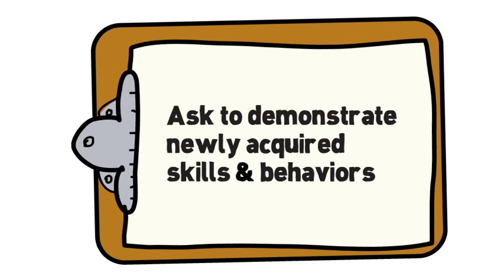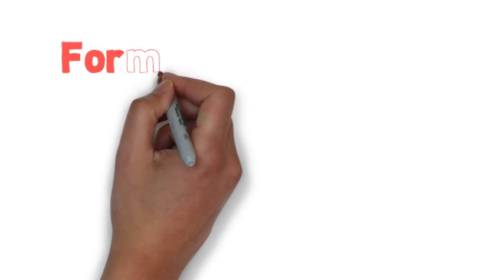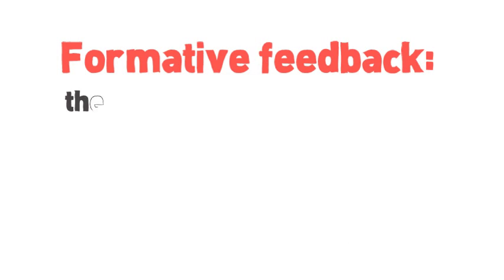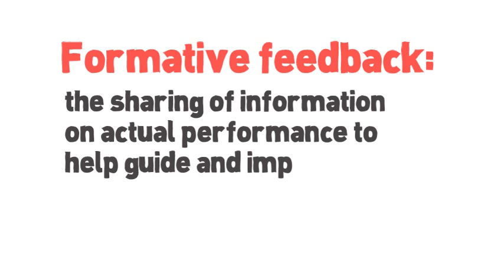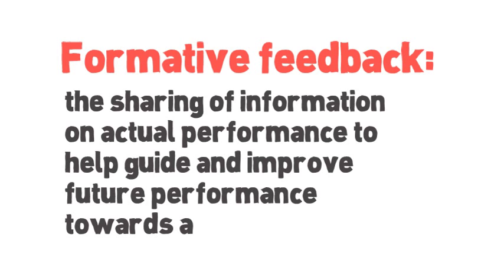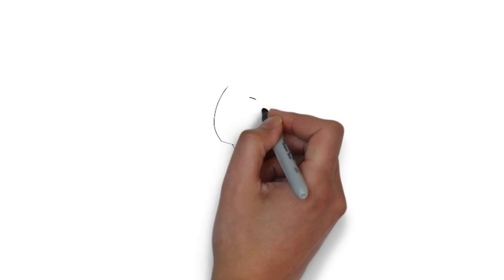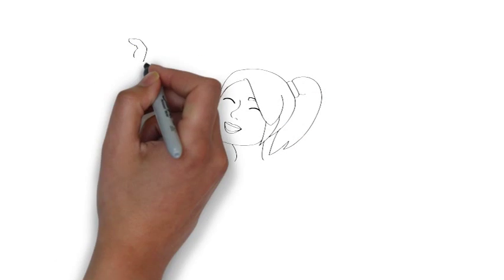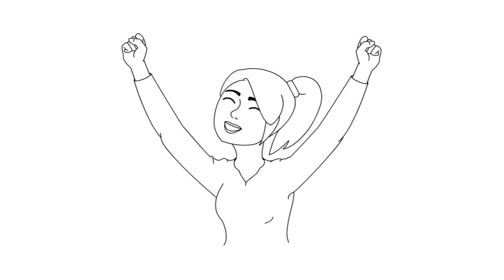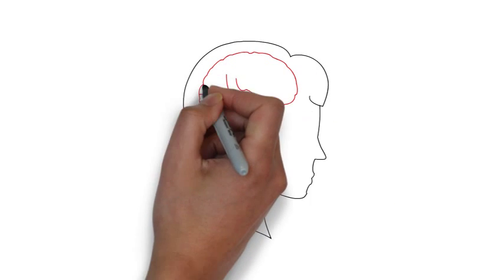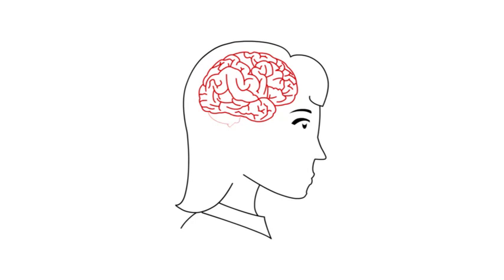Now let's summarize. Formative feedback is the sharing of information on actual performance to help guide and improve future performance towards a desired goal. Feedback is multidimensional and requires observation, performance standards, two-way communications, and follow-up. Effective feedback can help enhance your performance. Ultimately, you, the learner, are the deciding factor in whether performance changes. Thus, our motto, feedback, make sure you get it.